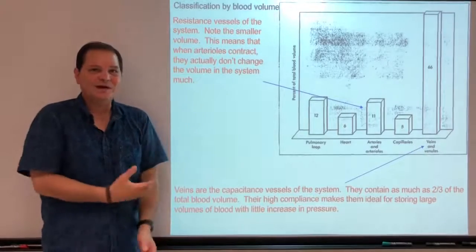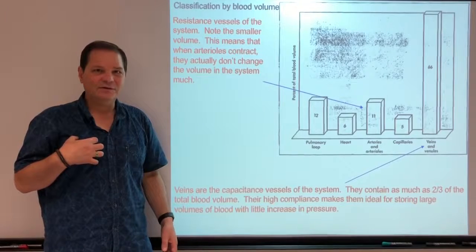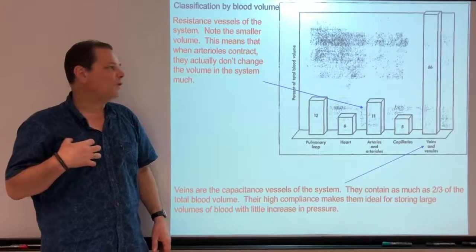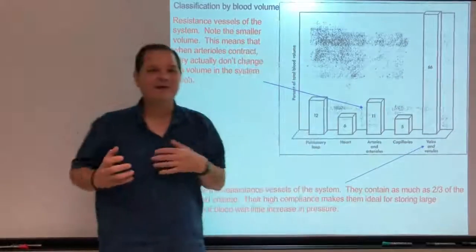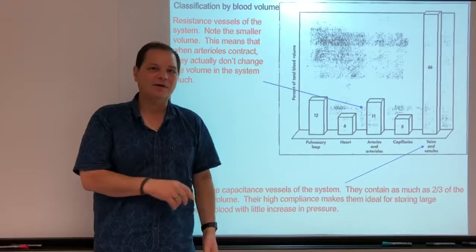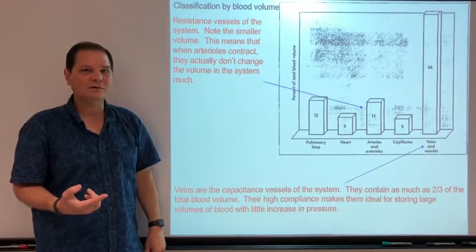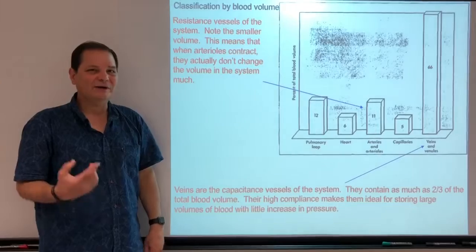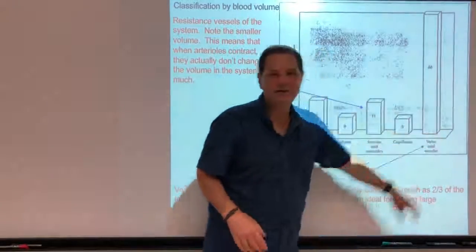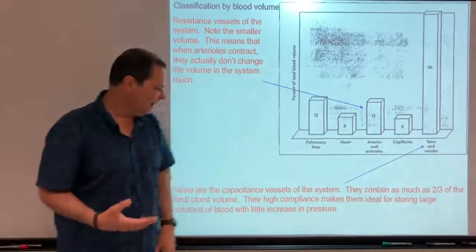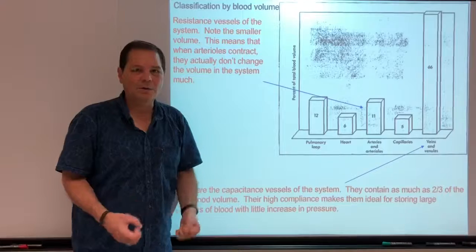If I were to hemorrhage out a bunch of blood, the veins would actually constrict and you get venoconstriction, and that would decrease the amount of blood in the veins. It would be like a shot of blood into my arterial system, and it would help me maintain mean arterial pressure. We'll address that later, not so important now, but I do want you to notice that most of the blood volume is contained in the veins. And we actually consider it to be sort of a reservoir for blood that we can draw upon when we need it.